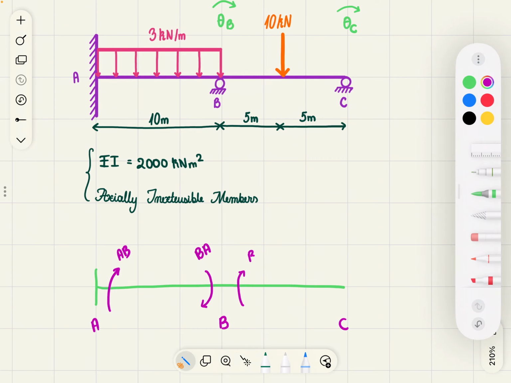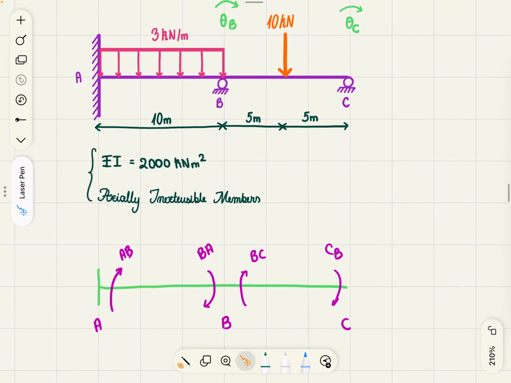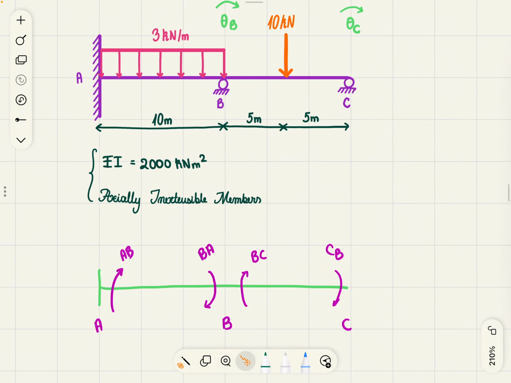Once again clockwise. End member moment due to CB. Once again clockwise. You're probably thinking, why are they all clockwise? This is once again just an assumption. It gets kind of complicated trying to figure out from these because they kind of contradict each other. So just assume end member moments are positive.